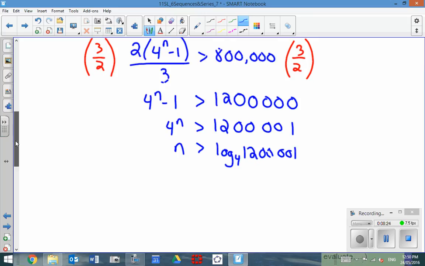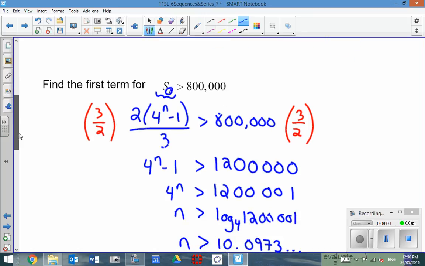And now if I evaluate this log base 4 of 1,200,001, I get about 10.0973, and that will continue. So remember though, n has to be an element of your positive integers. Because n is the position of the term in your series, I can't have n be a decimal. So if n has to be greater than 10 point something, basically n is going to have to be at least 11. All right, so if n is 11, then my sum will actually be greater than 800,000.